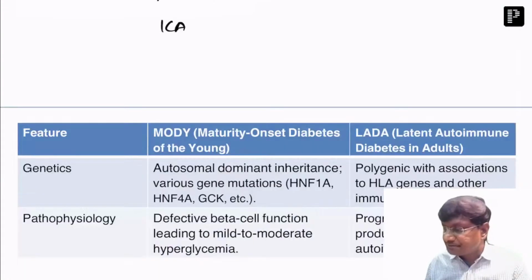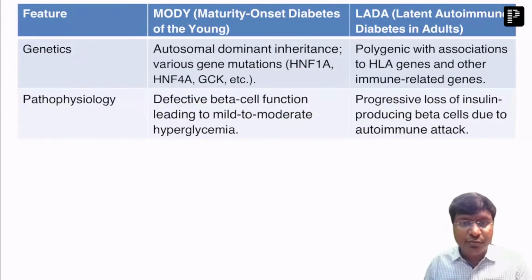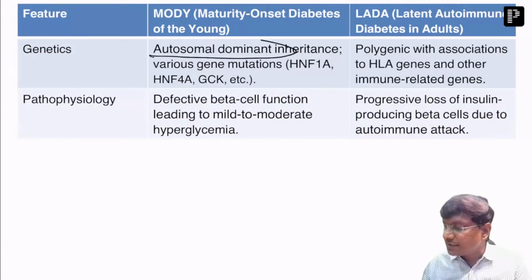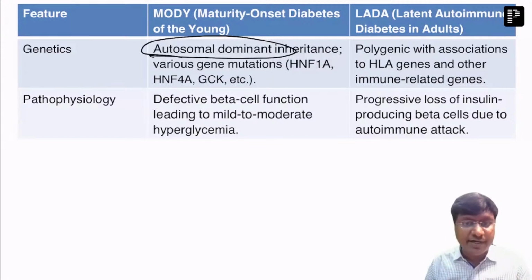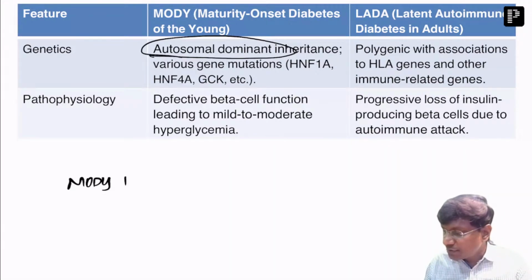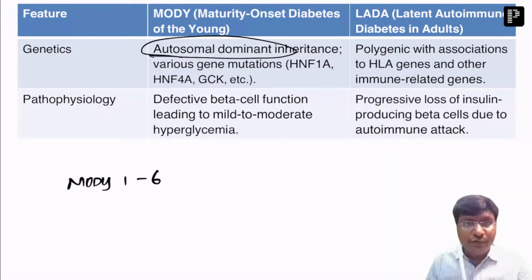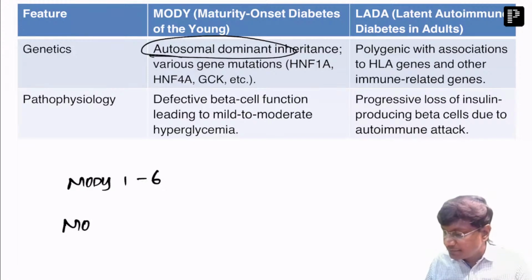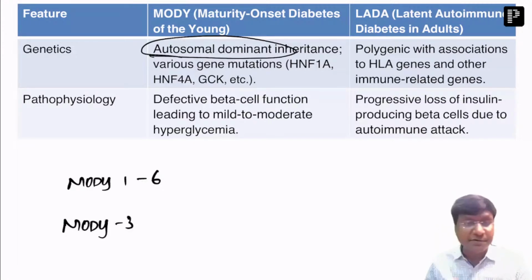Then you take the genetics in the case of MODY. As I have said, the type of inheritance is autosomal dominant. What are the genes mutated? Actually, if you take MODY, we have multiple types of MODY, starting all the way from MODY 1 to MODY 6. Out of all these, MODY 3 is the most common type of MODY.